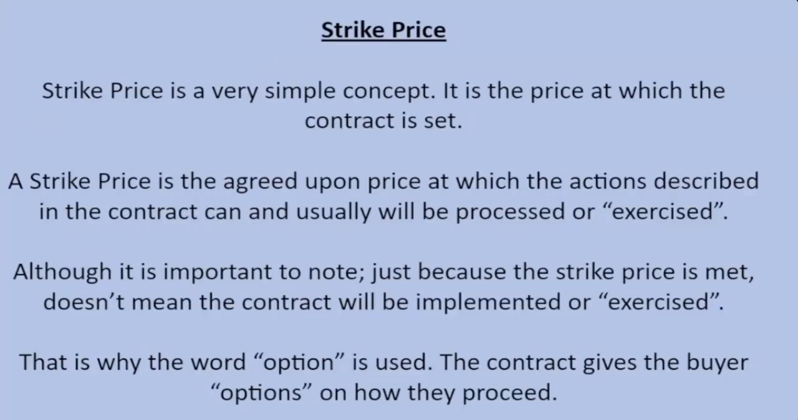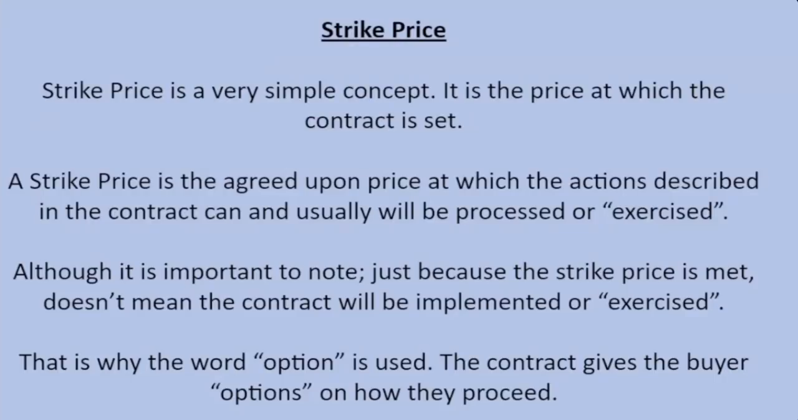Although, just important to note, just because the strike price is met, it doesn't mean the contract will be implemented or exercised. And that is the main reason why the word option is used to describe this contract, because the buyer is given options on how they'd like to proceed through that contract. Would they like to finalize it? Do they even want to do anything with it? We'll find out a little bit more about that as we go forward here, but that's a key point of why it's called options, because the buyer of that contract is given options.